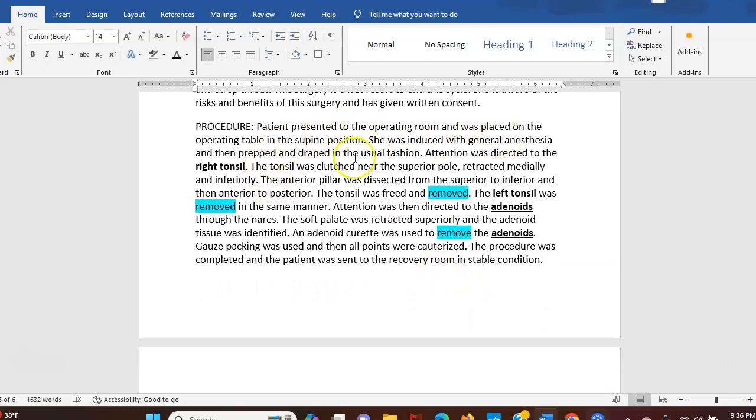So they prep the patient and then they started with the right tonsil. So they're going to do a tonsillectomy on the right, and if you keep reading down here, the left as well, both tonsils, and then the adenoids as well. So I highlighted some words here and underlined and bolded the areas.